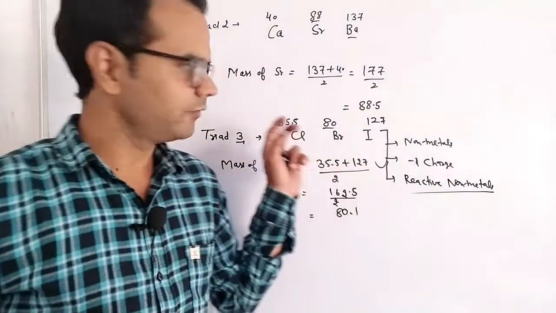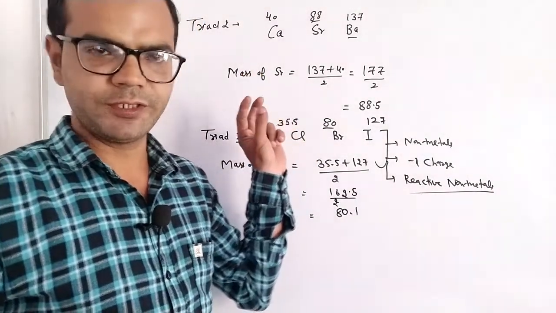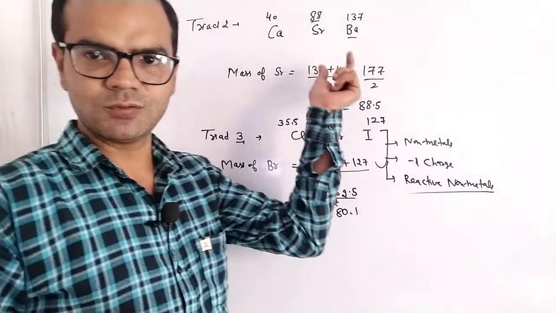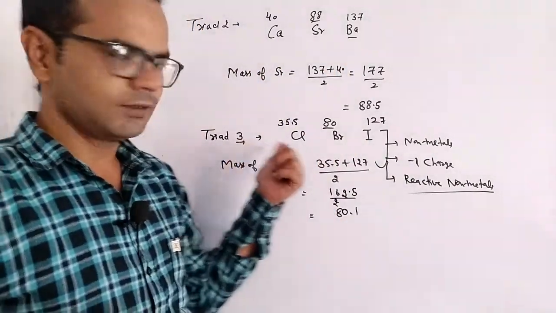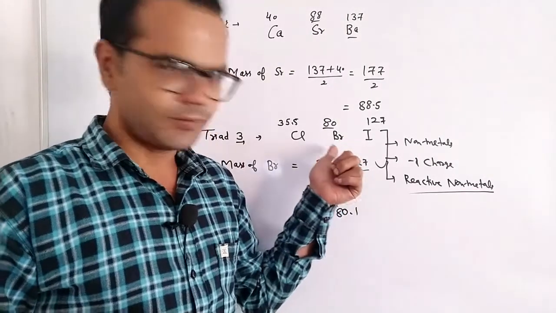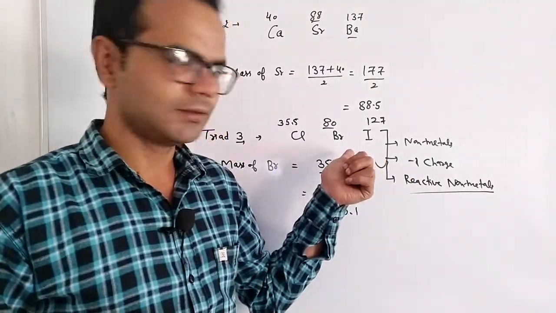So Dobereiner gave the three triads. Triad number 1 belongs to the first group of the modern periodic table. Triad number 2 belongs to group number 2 of the modern periodic table, and triad number 3 belongs to group number 17 of the modern periodic table.